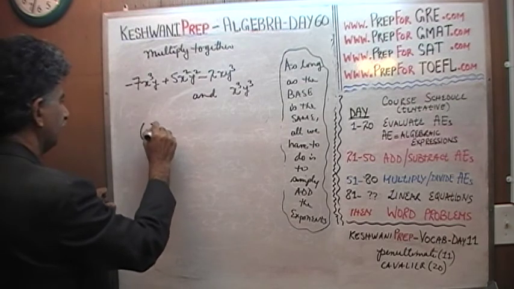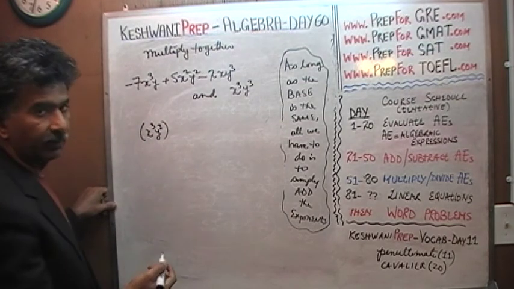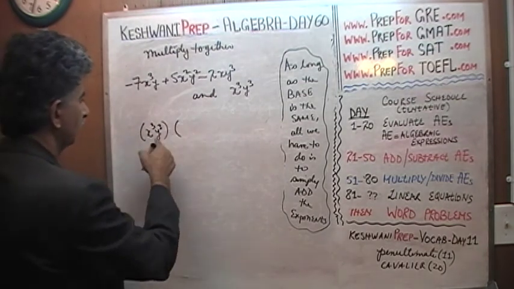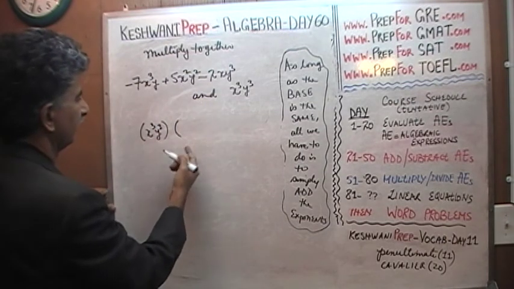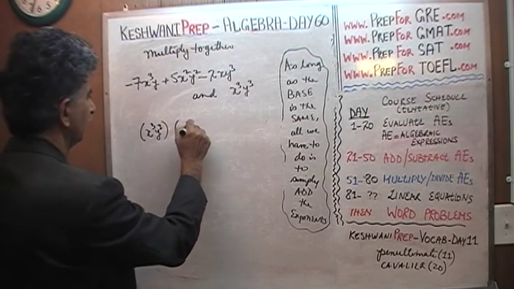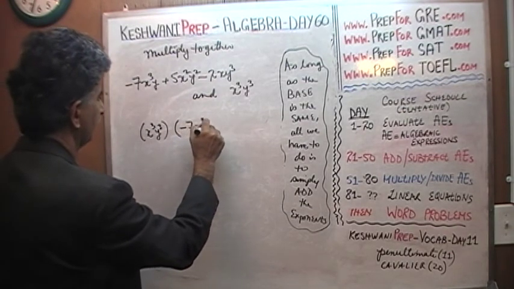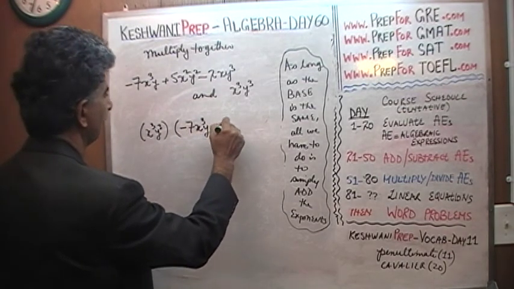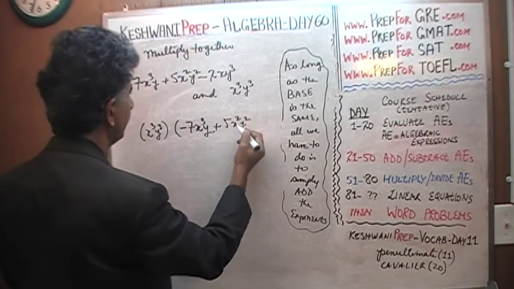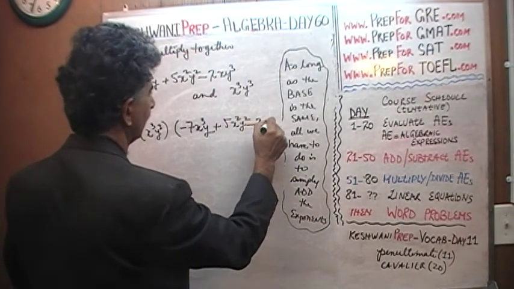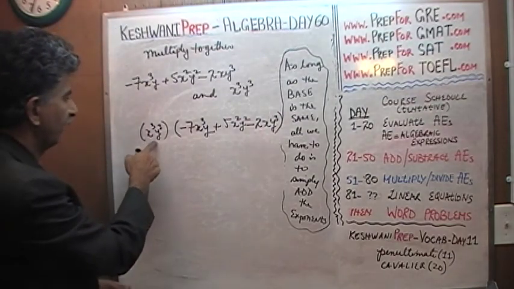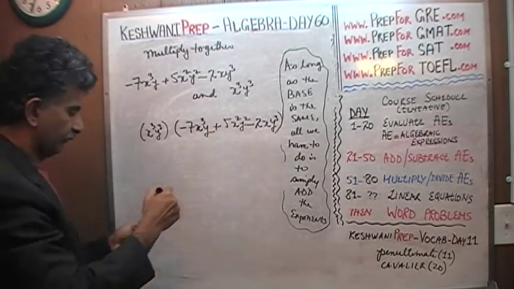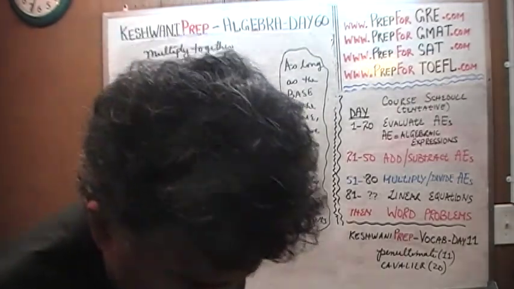x cubed y cubed. You'll see it's more convenient, because we're going to distribute this one. It's much easier to distribute this one than to worry about this guy going backwards. So 7x cubed y plus 5x squared y squared minus 2xy cubed. And now we have to distribute x cubed y cubed over the three terms. Let's do it then.